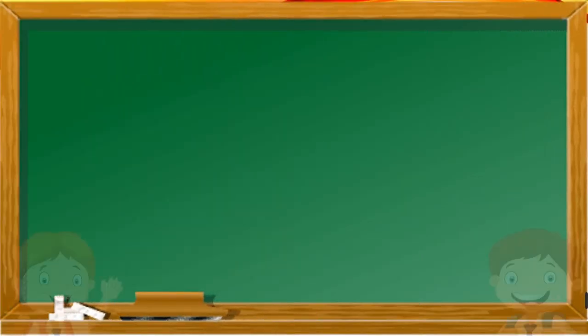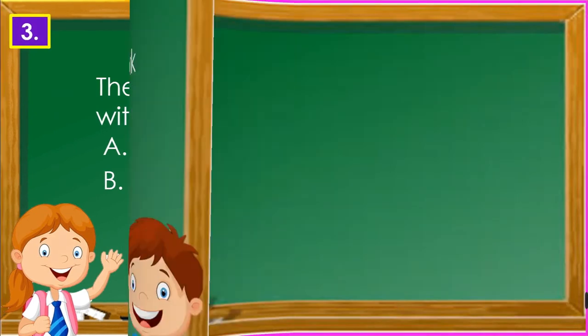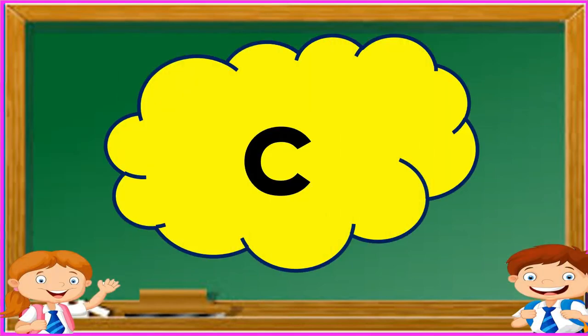Number 3. The soil which is fertile, easy to work with, and provides good drainage. Letter A, chalk soil. Letter B, clay soil. Letter C, loam soil. Letter D, peat soil. The correct answer is letter C, loam soil.